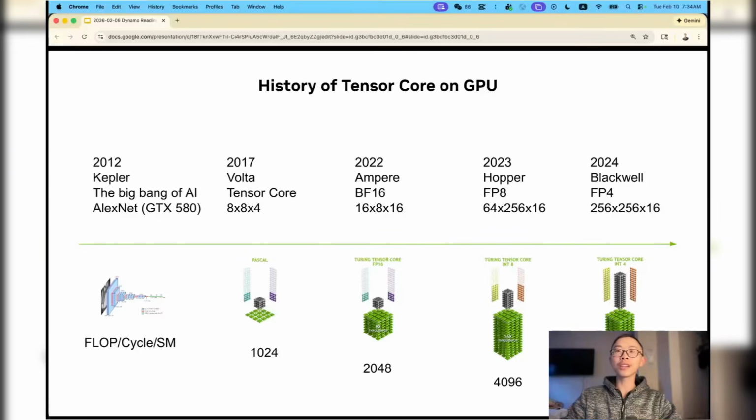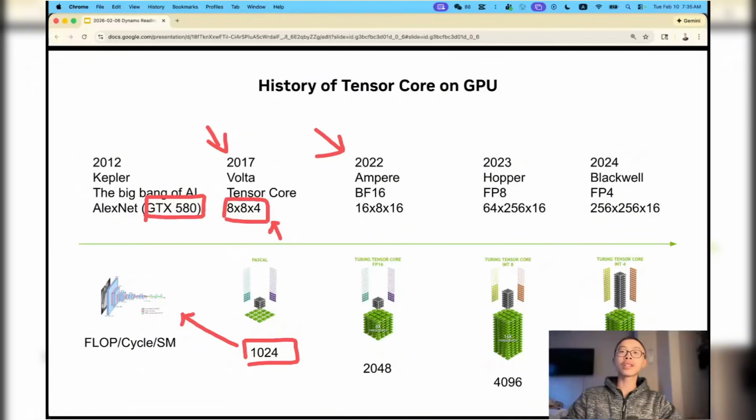Here is a brief history of the Tensor Core. In 2017, Volta entered. It introduced the Tensor Core, optimized for FP16 training, and the size is 8 by 8 by 4, a relatively small matrix multiplication. But that is 1,000 flops per cycle per SM, a tremendous leap from the traditional Kepler architecture.